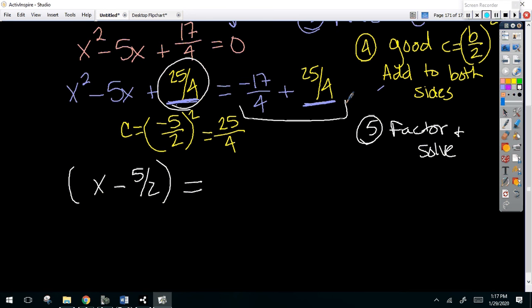These two are nice because they have the same denominator, right? Negative 17 over 4 and 25 over 4 give me what? What's negative 17 and 25? Negative 8? No, positive 8? Is it? So it's 8 over 4. Oops, and this is going to be squared. 8 over 4 is what? 2. Look how nicely this is working out.